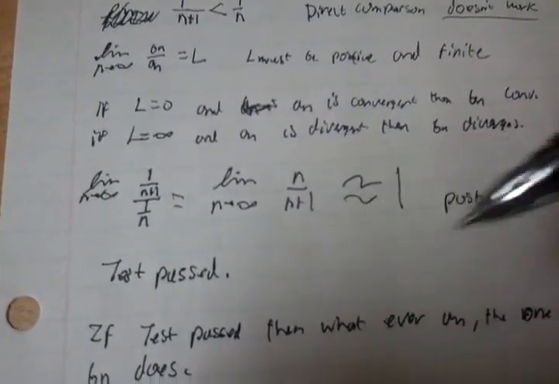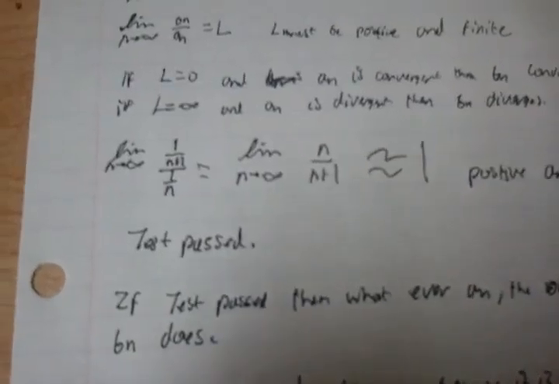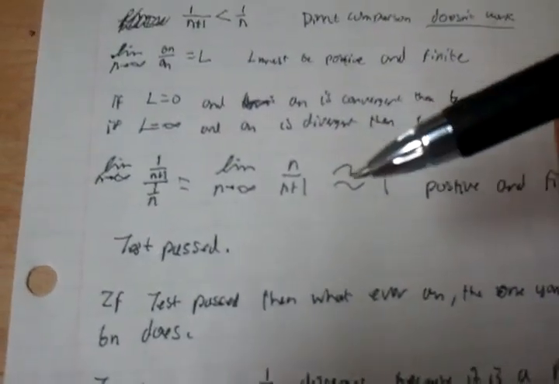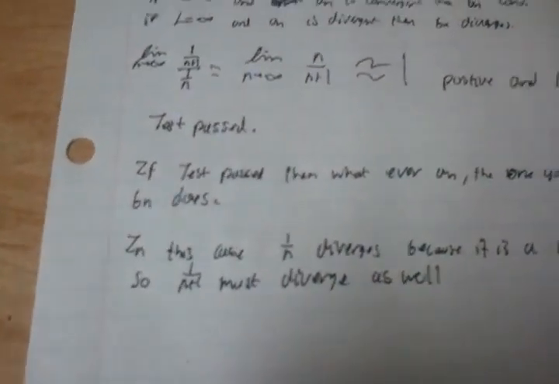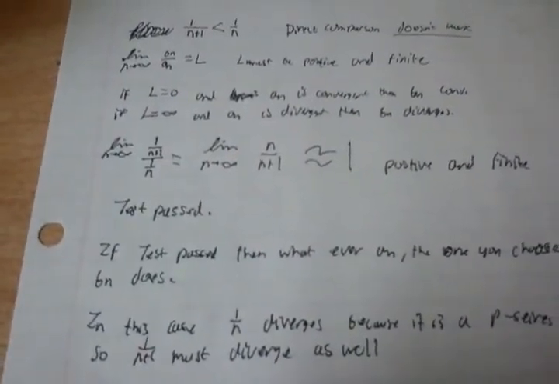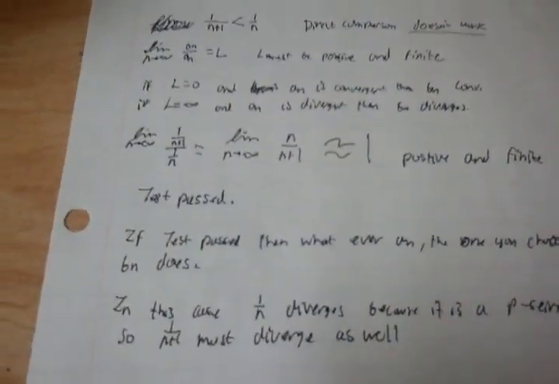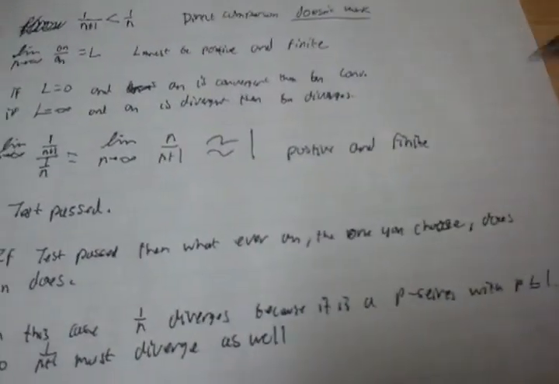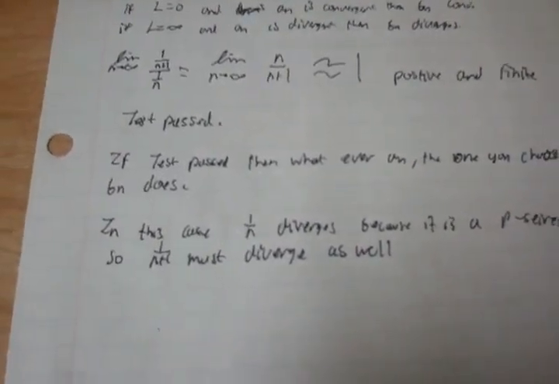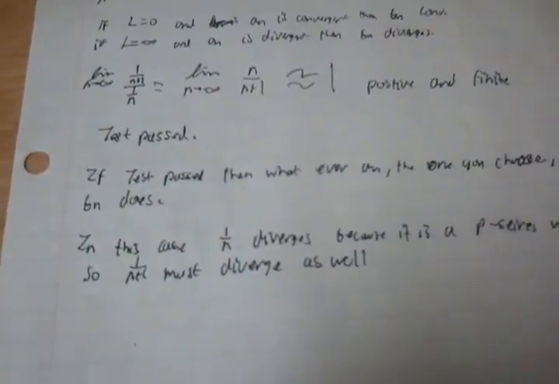If this test passed, then whatever a sub n, which is the function that we chose, and in this one it was 1 over n, does, b sub n must also do. We know that the series of 1 over n must diverge because it is a p-series and p is less than or equal to 1, which means that it diverges. So 1 over n plus 1 must also diverge.